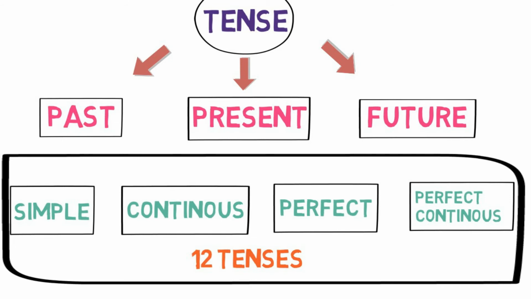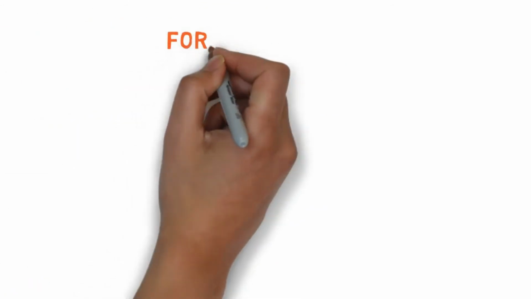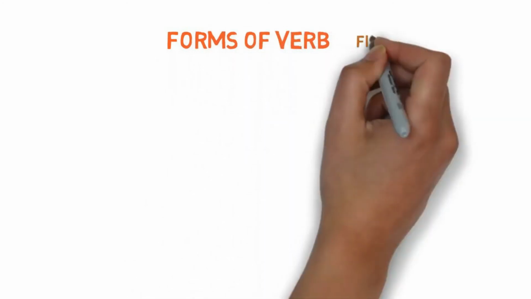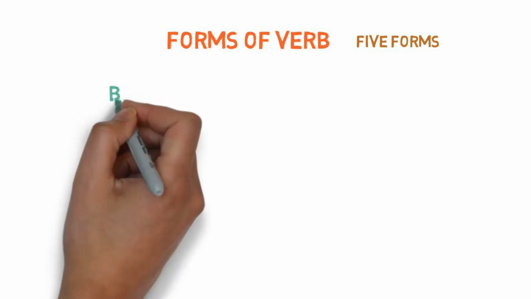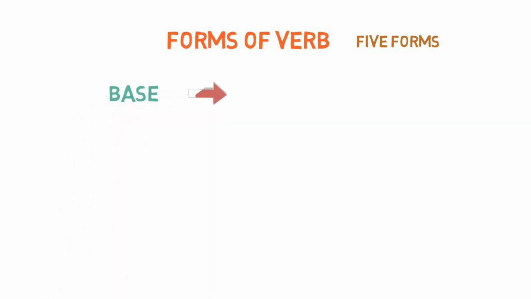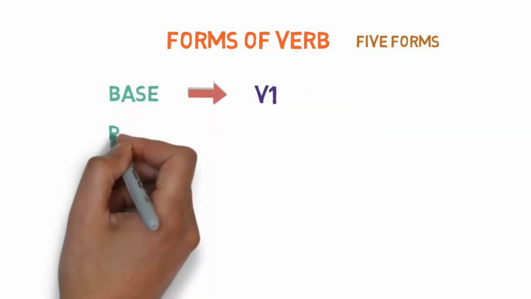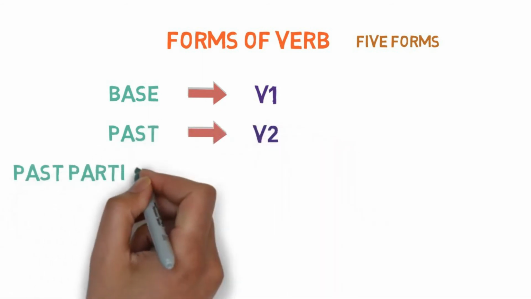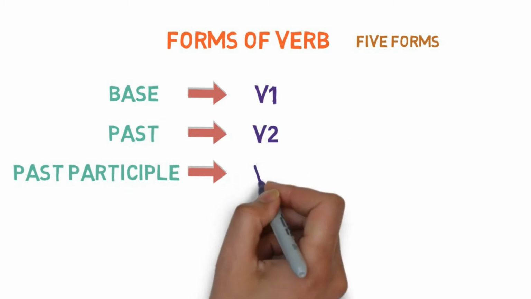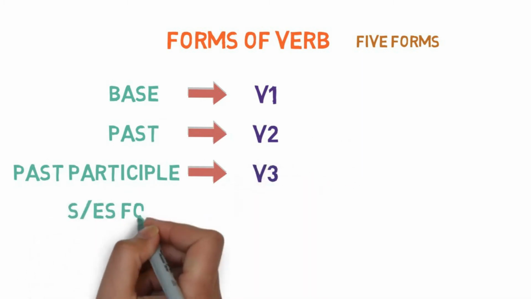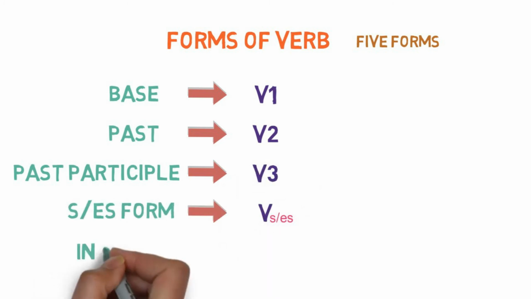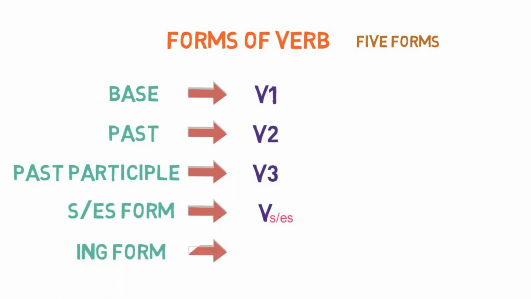Before that, we need to revise the forms of verb. Verbs are mainly divided into 5 forms, which are: base form, which we will denote as V1; past form, which we will denote as V2; past participle, which we will denote as V3; S/ES form, which we will denote as VS/ES; and ING form, which we will denote as VING.